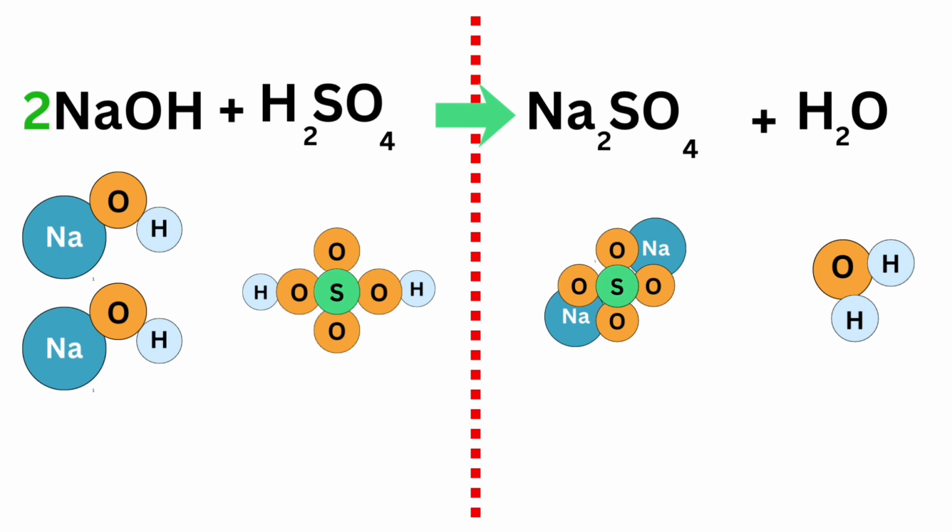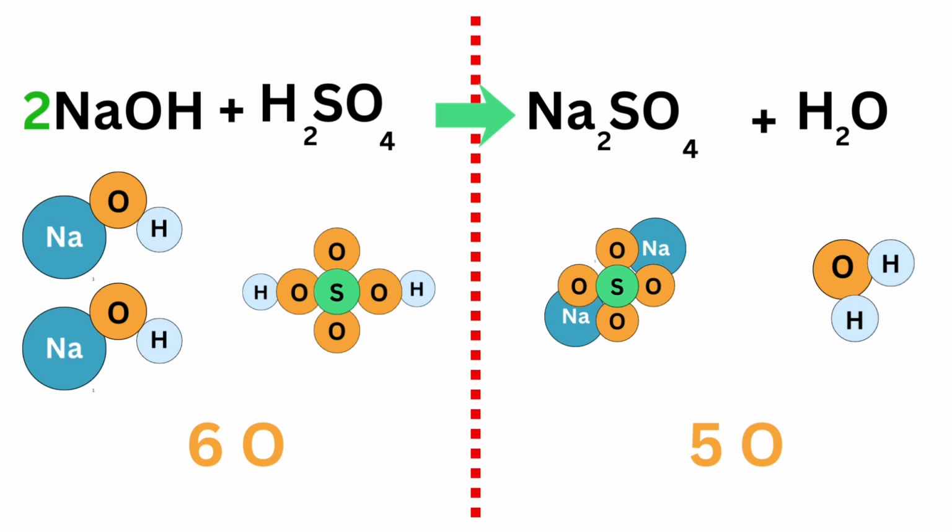Now the sodium atoms are balanced, we need to look at the next atom in the reaction. Let's count the oxygen atoms. If we look at the reactants, there are 6 oxygen atoms, 2 in the sodium hydroxide molecules and 4 in the molecule of H2SO4.